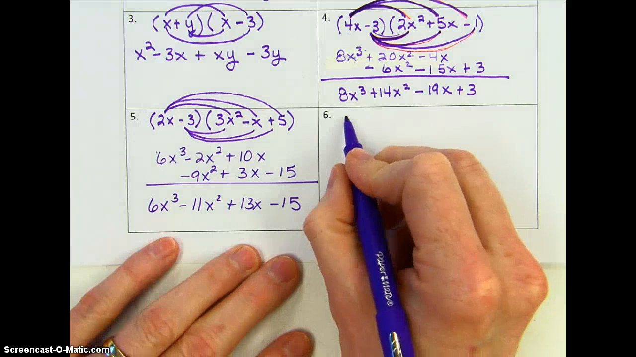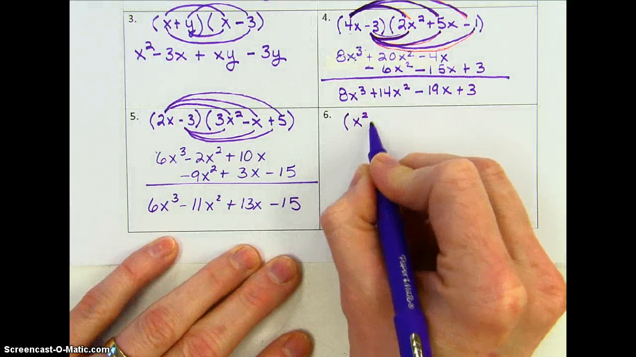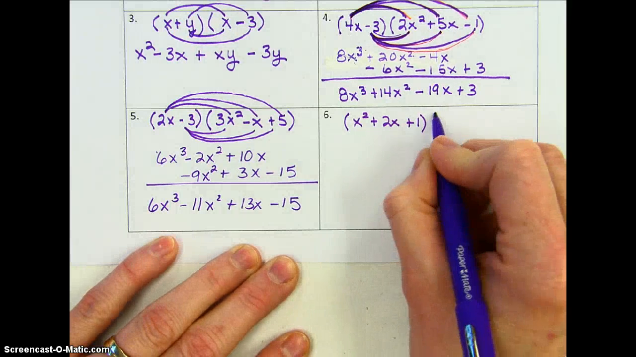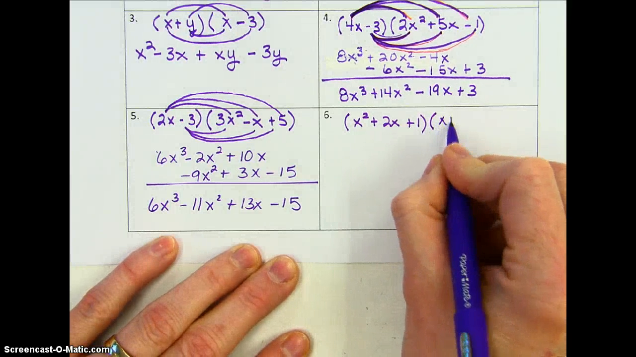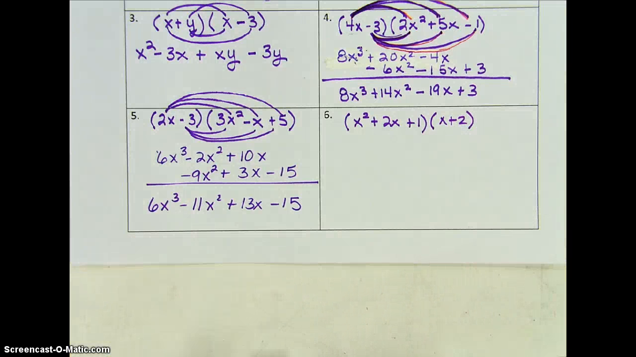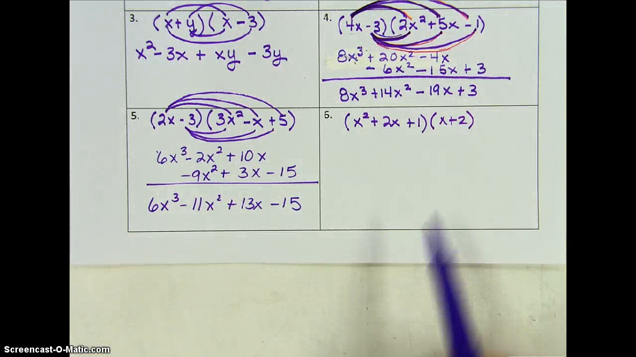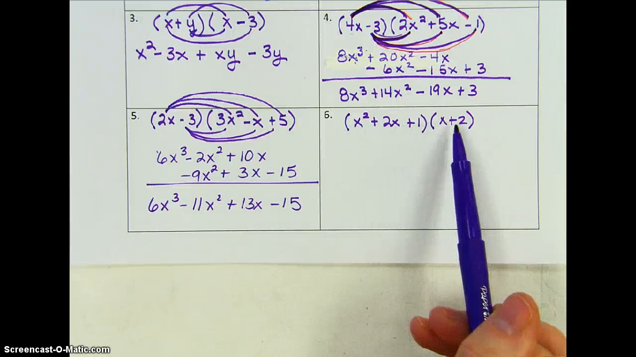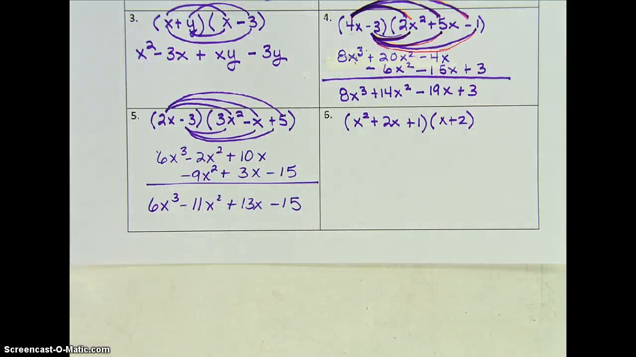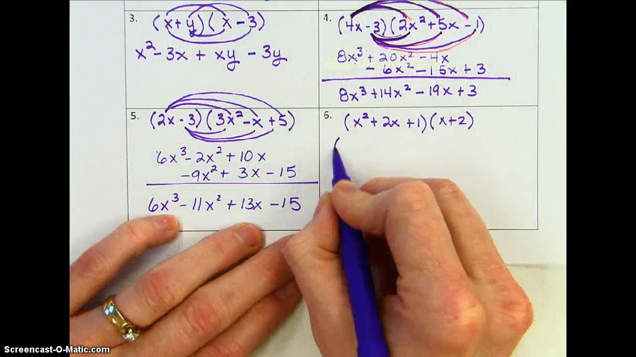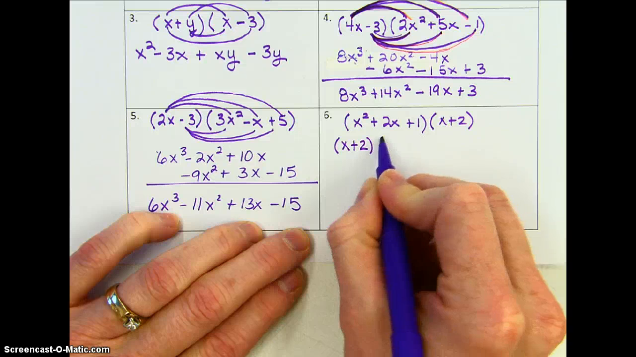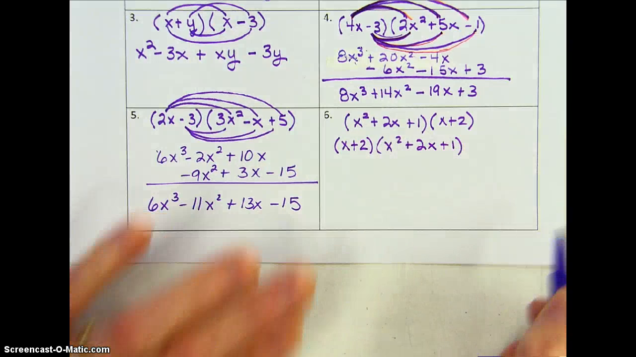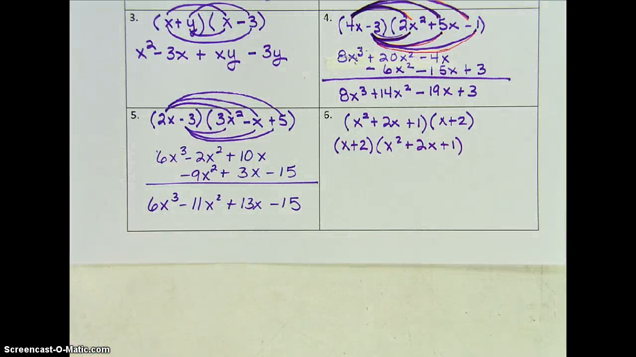Now let's move on to number 6. Sometimes your problems will be out of order. x squared plus 2x plus 1 is the trinomial, and then behind it is the x plus 2. Now, distributive property can be applied either way. You can distribute the trinomial or you can distribute the binomial. Really what I like to do is to put the x plus 2 out front and rewrite it. We can do that by the commutative property, and then we can just work the problem.